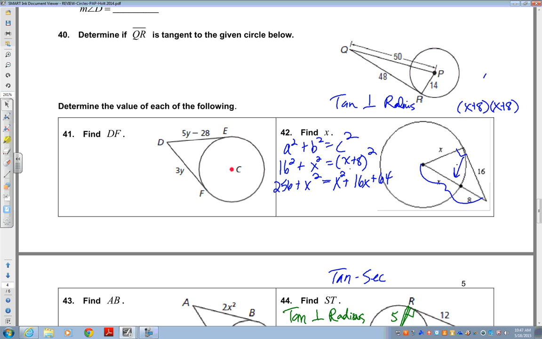Josh? 41. With the theorem, cone head. Cone head tells me what? That they're going to be congruent. Yep. So we just got 3y equals 5y minus 28. Are we okay on that? There's no such thing as tangent. We don't have a rule that's tangent. We have tangent secant. Yeah.